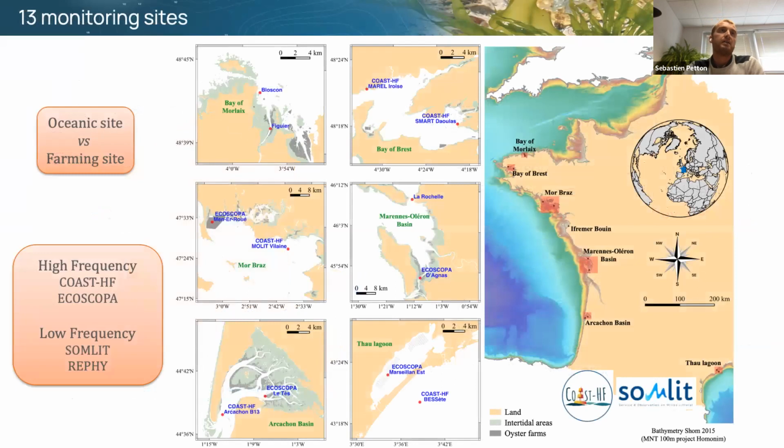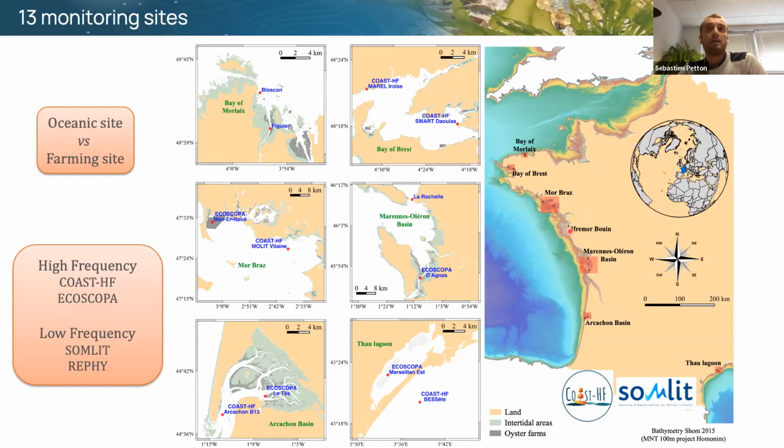So this is why nearly all the 13 monitoring sites chosen belong to already existing high frequency or low frequency programs. And we decided to choose 6 different areas containing farming activities. They're just here with a red rectangle. In each one, a couple of sites is deployed, a more oceanic site versus one really close to an oyster farm. For another project, there is an additional site which was set in an experimental research hatchery.